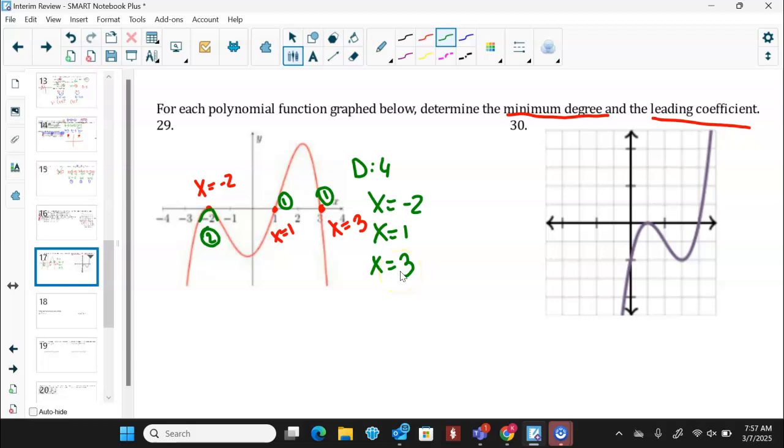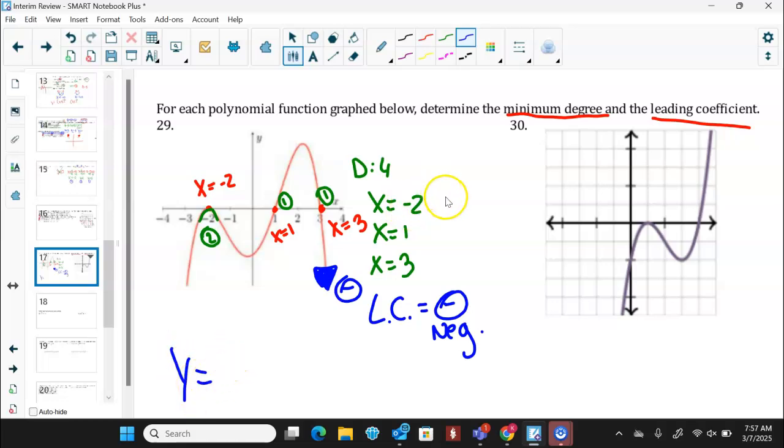And then the leading coefficient, which is going to be the end tail of your function, it's going down. So the leading coefficient, LC, is negative. Okay? And so the function could be, if I would want to make a function out of it, I would flip the sign to make it a +2, flip the sign to make it a -1, and flip the sign to make it a -3. And the multiplicities would be 2, 1, and 1.